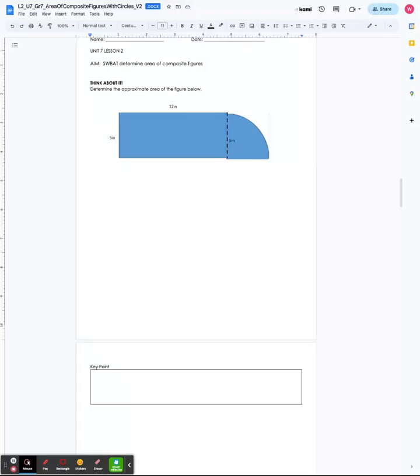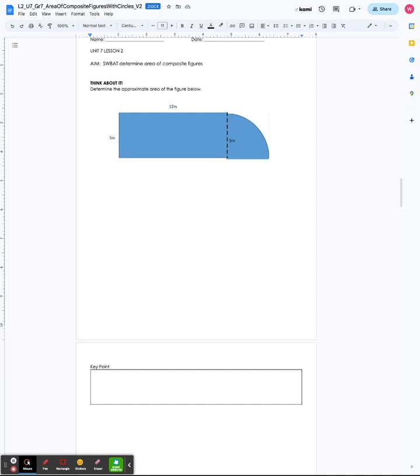Hey kiddos, in this video we're going to go over how to determine the area of composite figures. What's going to be slightly different is that the composite figures we're dealing with today will have rectangles, squares, triangles, and parts of circles as well. So let's take a look at our first question.